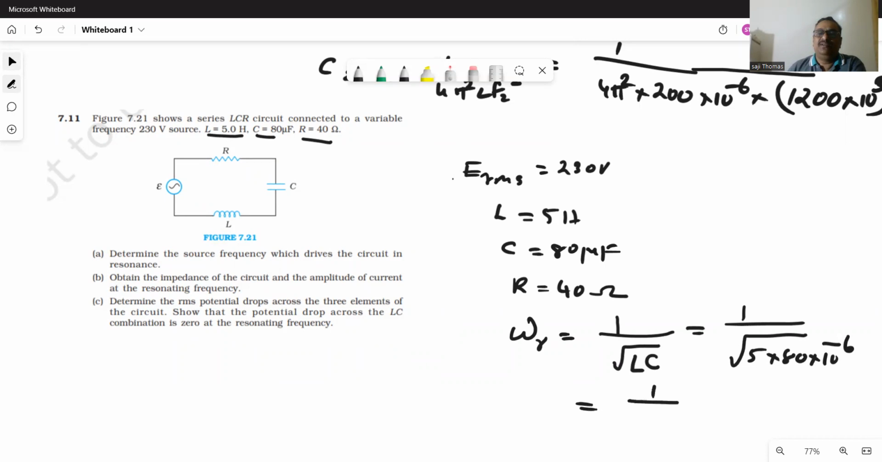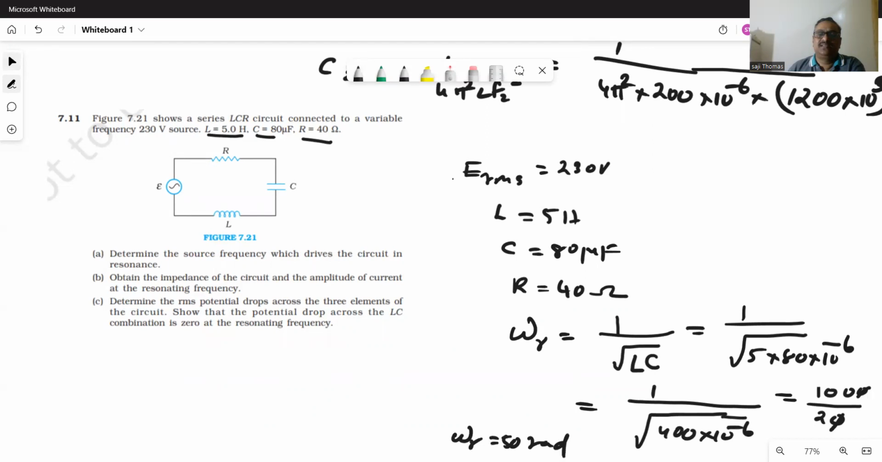So you are getting 1 divided by root of 5 into 80, that is 400, into 10 raised to -6. So you get 10 raised to -6 root, 10 raised to -3. Take numerator 1000 divided by root of 400, which is 20. You can cut this and you will get angular frequency as 50 radian per second. So this is the angular frequency. Question A.